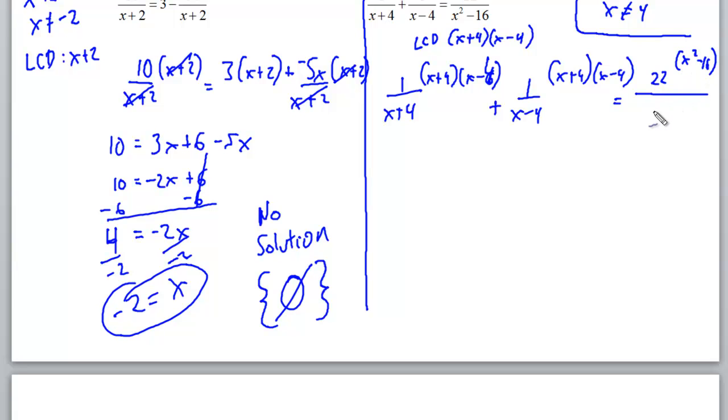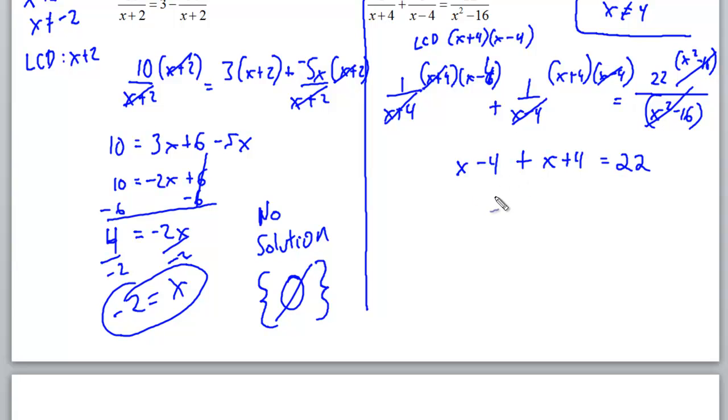Look at the way I'm writing it. So these are going to just quickly crisscross out. And here my x plus 4's cross out. Here my x minus 4's cross out. So now what I have left is 1 times x minus 4 is x minus 4. Plus 1 times x plus 4 is x plus 4. And that's equal to 22. So all my denominators are gone.